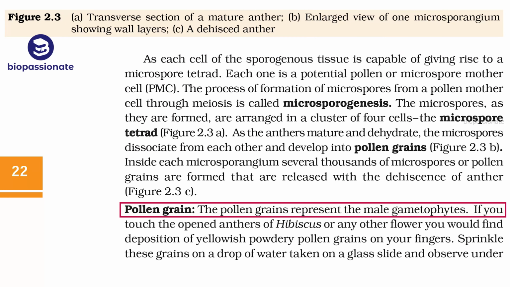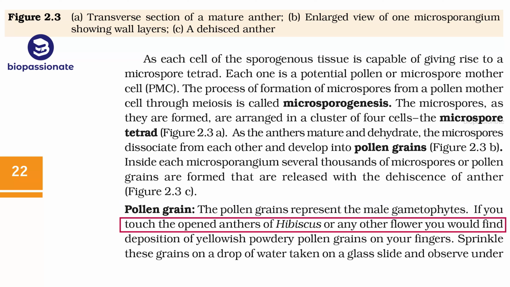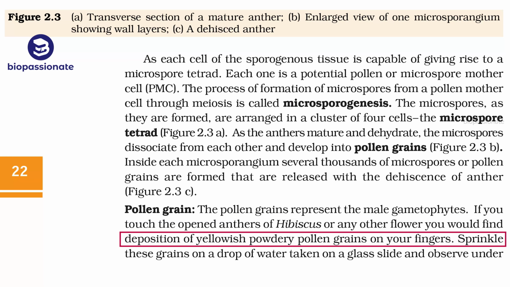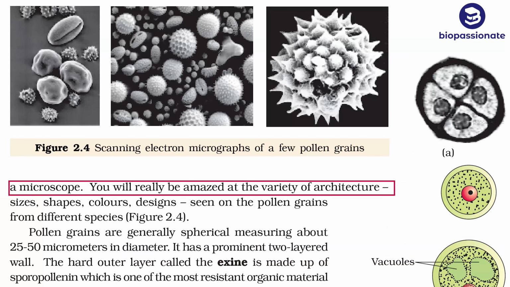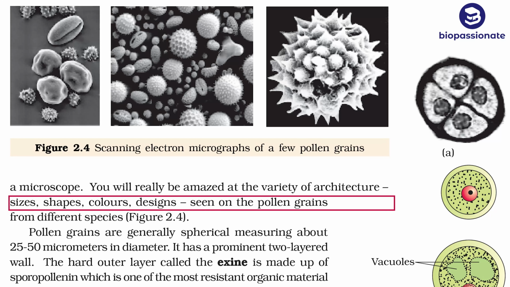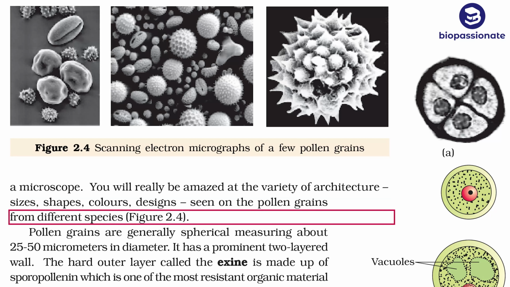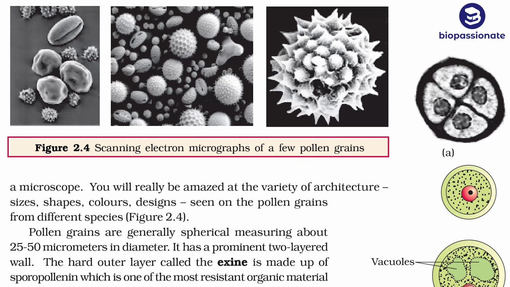Pollen grain. The pollen grains represent the male gametophytes. If you touch the opened anthers of hibiscus or any other flower, you would find deposition of yellowish powdery pollen grains on your fingers. Sprinkle these grains on a drop of water taken on a glass slide and observe under a microscope. You will really be amazed at the variety of architecture, sizes, shapes, colors, designs seen on the pollen grains from different species. Figure 2.4. Scanning electron micrographs of a few pollen grains.